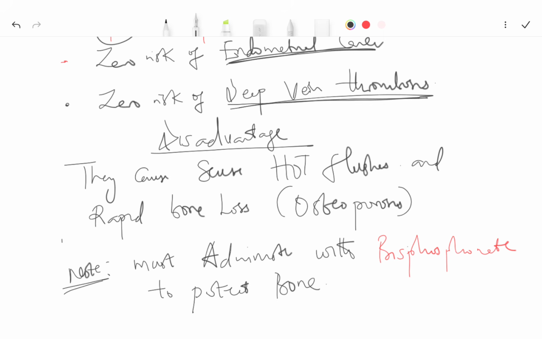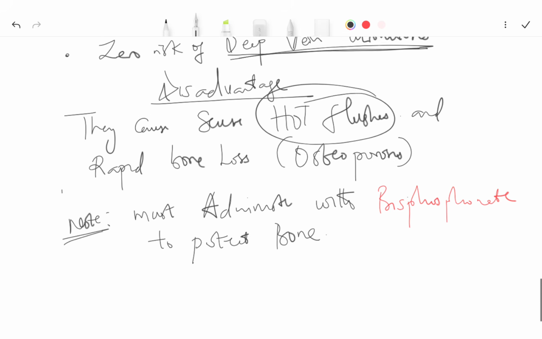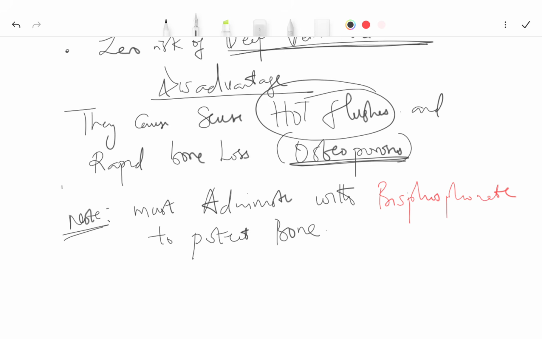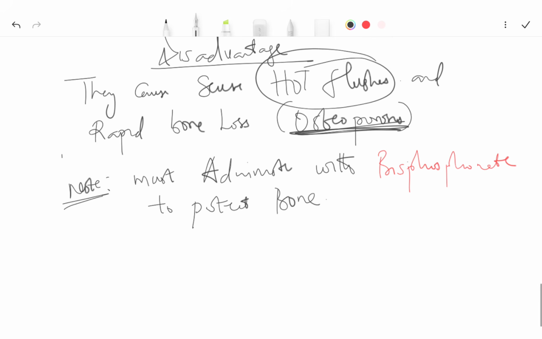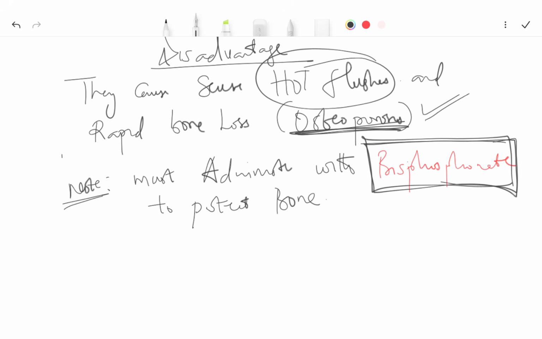What do you think are the disadvantages? If you cut estrogen supply completely, you expect hot flushes. And not just hot flushes, there will be osteoporosis. So whenever you are giving this drug, you are advised to give it together with bisphosphonate, for the bone osteoporosis that is occurring.